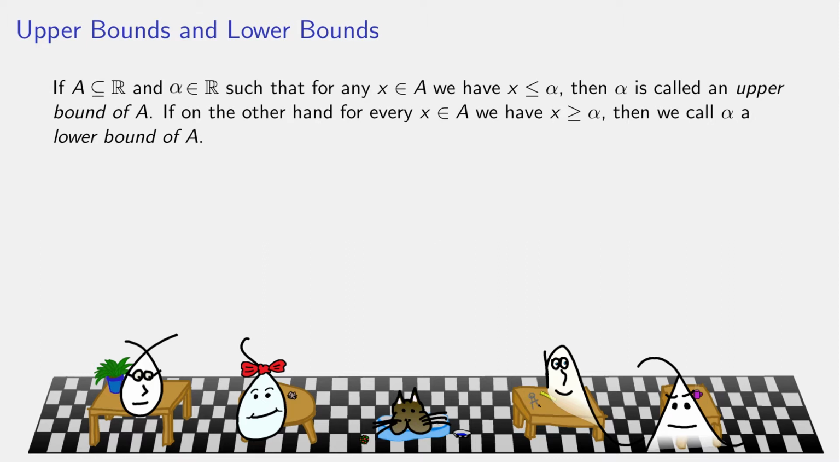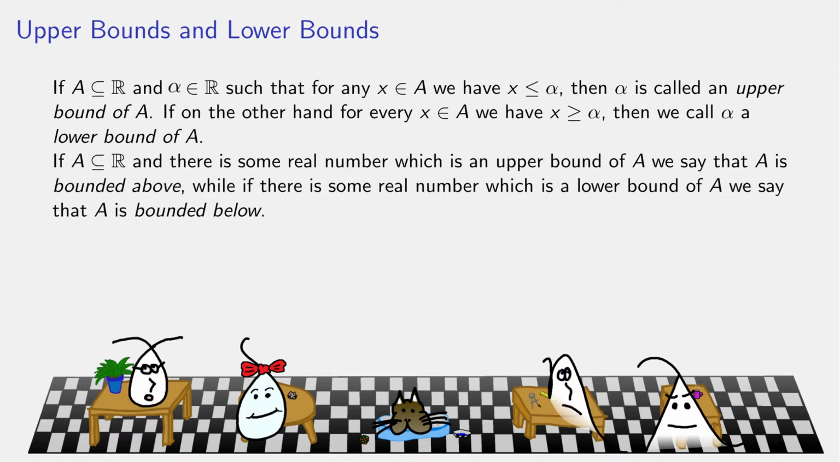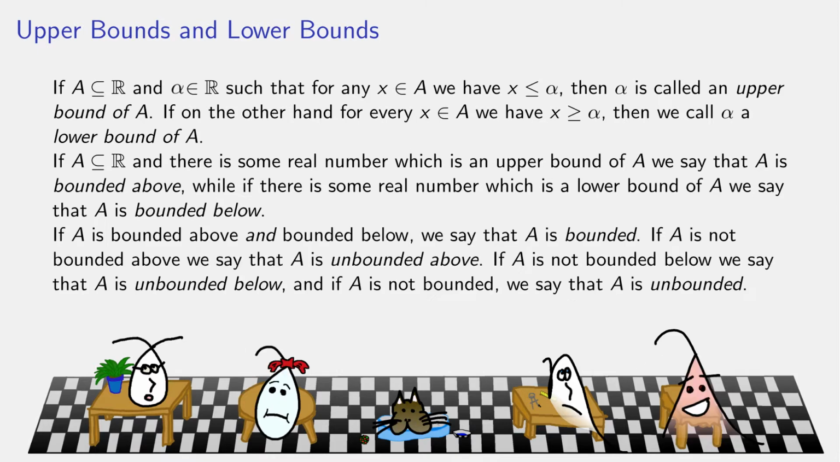On the other hand, if you have the opposite inequality, where alpha is less than or equal to every element of the set, then we call alpha a lower bound of A. If A is a subset of the real numbers and there is some number which is an upper bound, then we say the set is bounded above. So if it has an upper bound, it is bounded above, and vice versa. If, however, there is a real number which is a lower bound, we say it's bounded below.